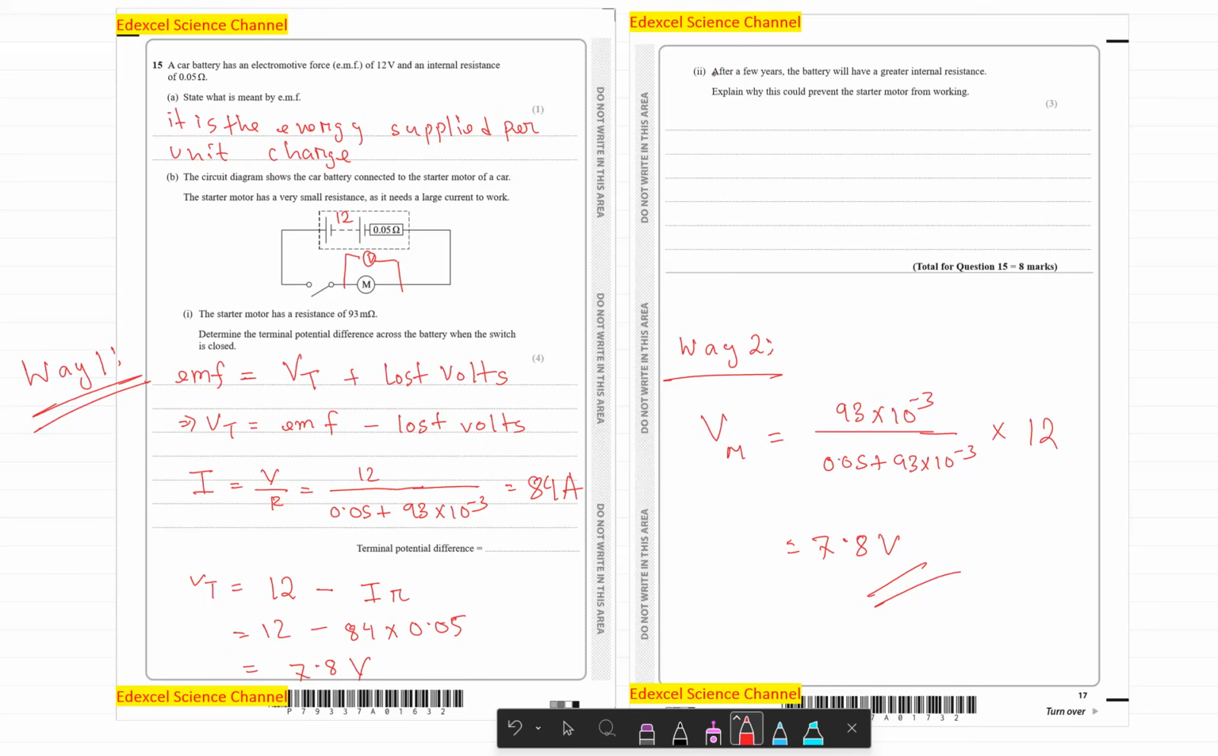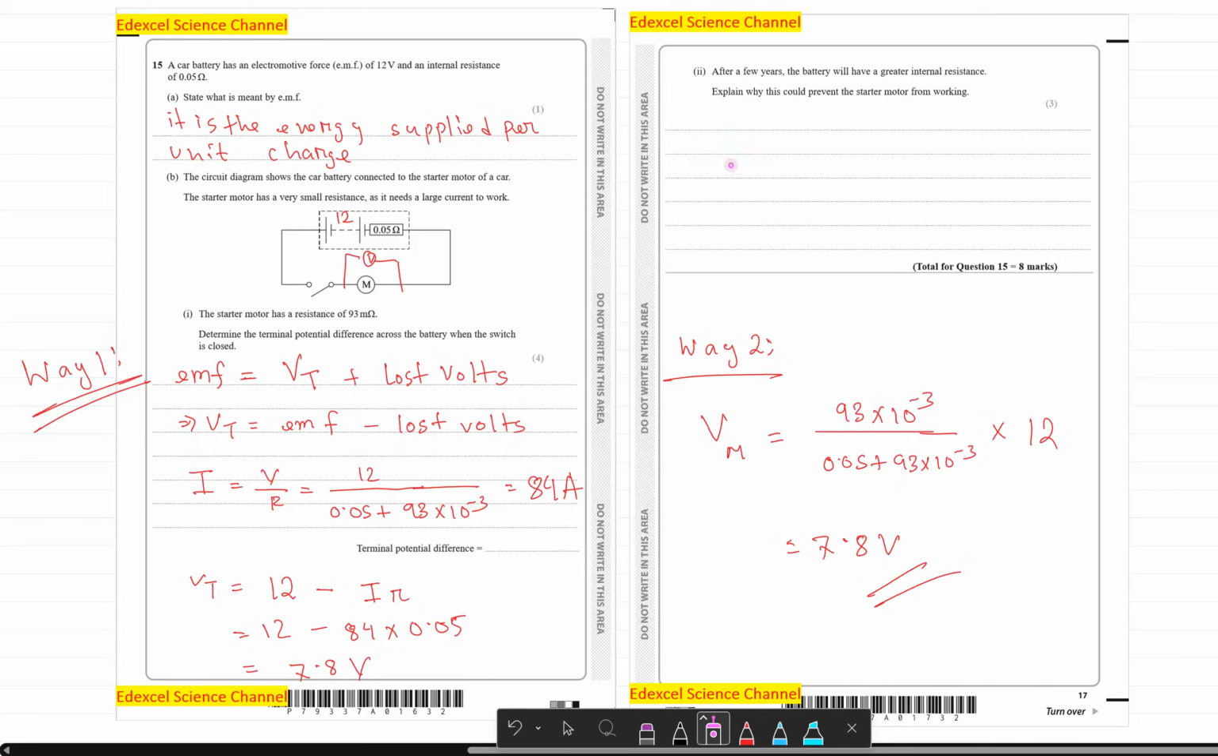Question number 2. After a few years, the battery will have a greater internal resistance. Explain why this could prevent the starter motor from working. So guys, in the question, they tell us that the starter motor has a very small resistance. Why? Because it needs a large current to work. So if the resistance increases, right, then the terminal potential difference will decrease even more. So the current will decrease.